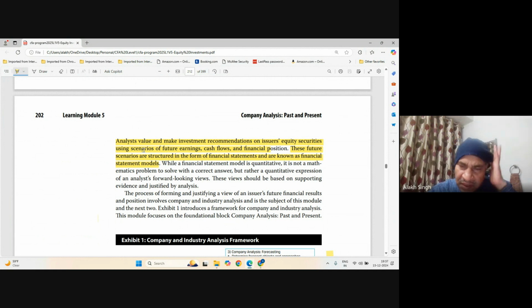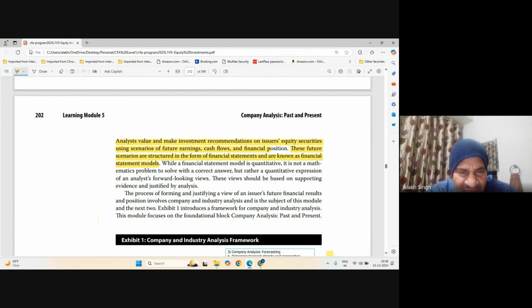That way, using scenarios of future earnings, cash flows, and financial position, all these scenarios will be analyzed, and then based on that, what is the best average income? Because the current scenario might not be normal. It is possible that you are right now analyzing in the recession part. In that case, there won't be further recession, but there will be only improvement. So that is the job of the analyst.